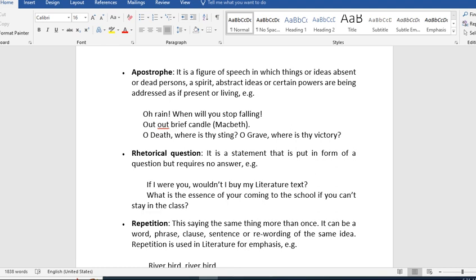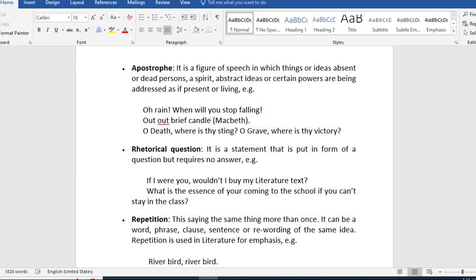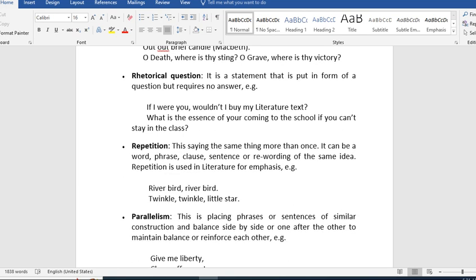We say, for example, "Oh rain, when will you stop falling?" You are addressing rain as if you are addressing a human being. "Out, out, brief candle," this one is from Macbeth. "O death, where is thy sting? O grave, where is thy victory?" That is apostrophe.